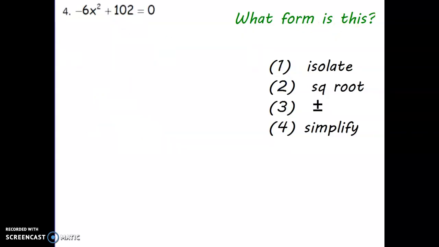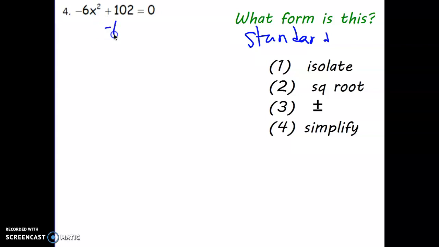Okay, let's look at this one. So what form do we have here? Well, again, I see that I am in standard form, and my a value is negative 6. My b value, well, there is no x to the first. My b value is 0, and c is 102. So this one meets the qualifications to be solved by square roots because it is in standard form and b is equal to 0.